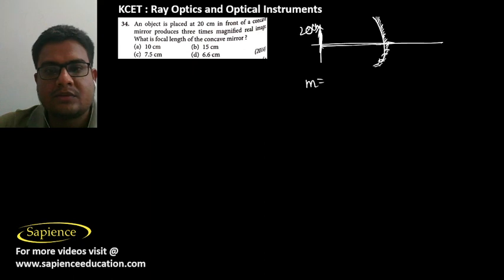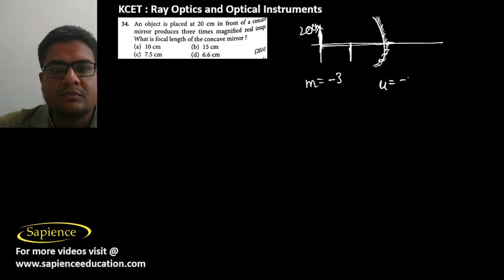So the magnification is, so it is a real image, so the magnification should be -3, since for a real image it will be inverted. The focal length of the concave mirror is how much?